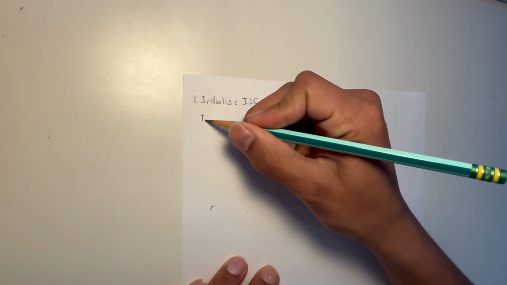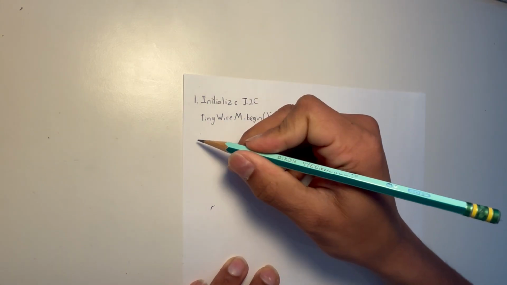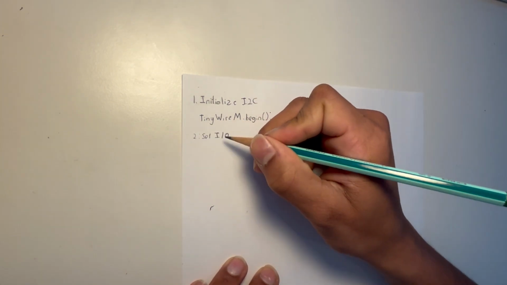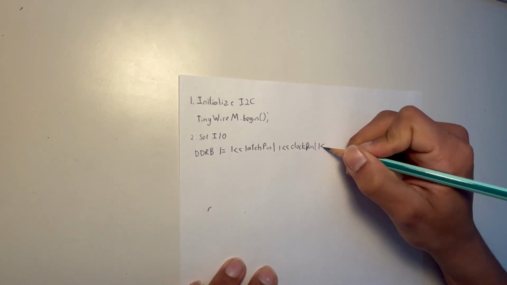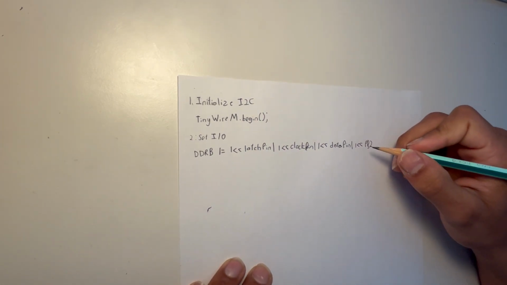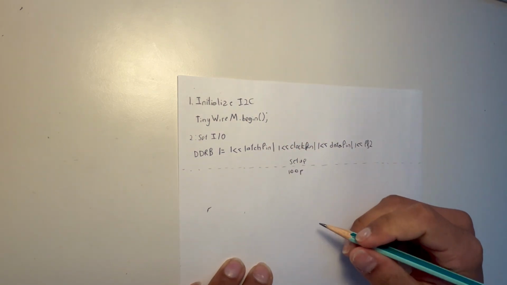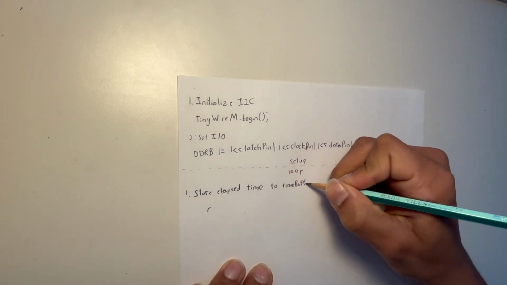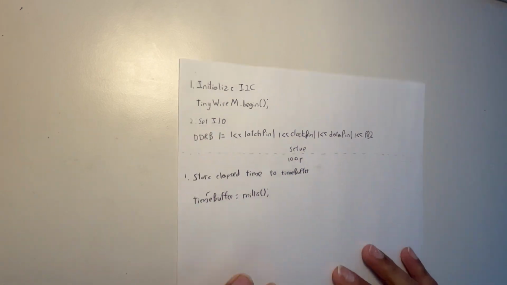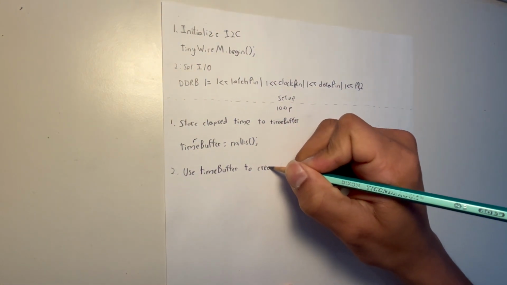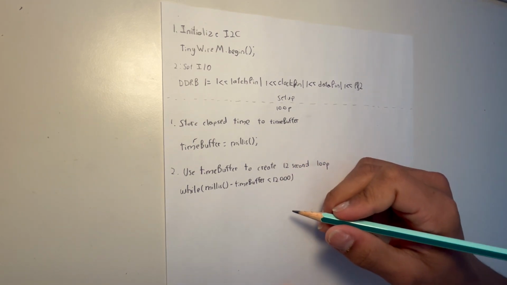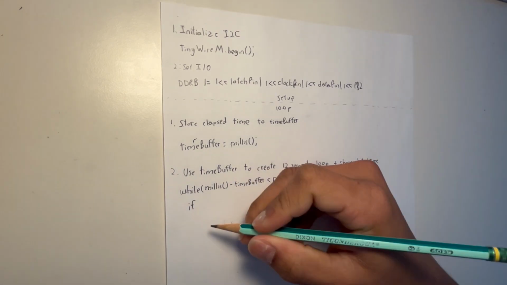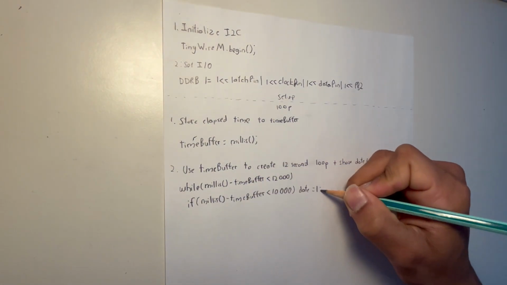Now to the code. First, I2C is initialized using the TinyWireM library, and the I/O is set using data direction register B. The latch, clock, data, and I2C clock pins are set as outputs. Within the loop function, the number of milliseconds is stored to a variable called time buffer. Then, in a 12-second loop, the time is shown for 10 seconds and the date for 2. After 10 seconds, a variable called date is set to 0, which toggles the date and time.